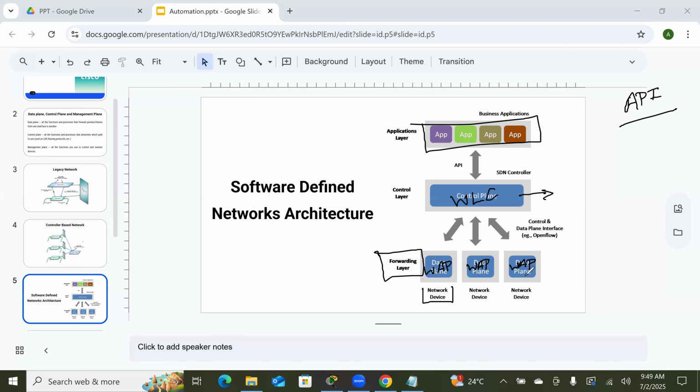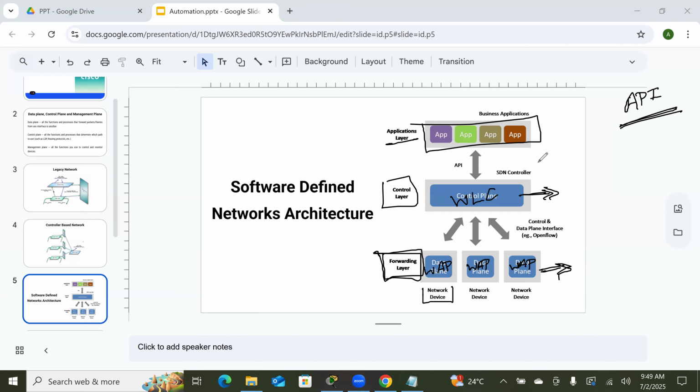So they are called what? They will be in the data plane. These routers, switches, firewalls only help us to forward the data. Am I right? So this is the forwarding layer. Next we have the control layer, where we have a control plane, which will be controlling both the application layer and the forwarding layer, with the help of some APIs, application program interface.